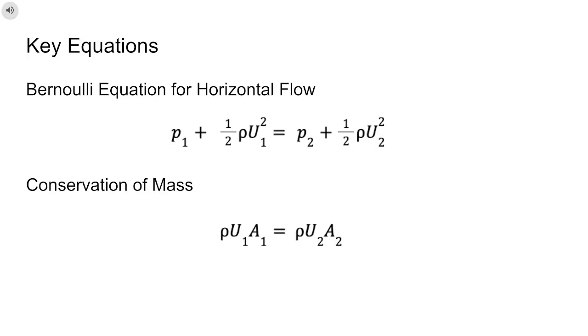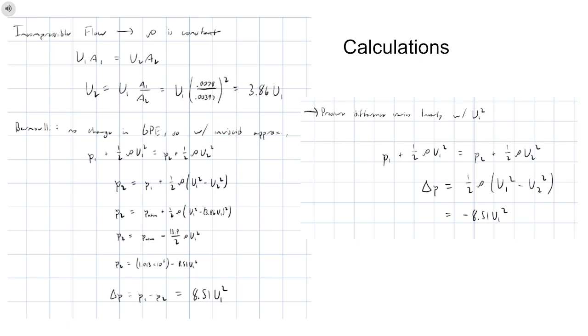The incompressible flow assumption allows us to cancel the densities on either side of the conservation of mass equation for quasi-1D flow, while the inviscid flow approximation allows us to simplify the Bernoulli equation, in which we also neglect changes in the gravitational potential energy due to the small scale of the system. Using the conservation of mass equation, we can find an expression for the velocity at the throat, which we then use in the Bernoulli equation to find the pressure drop as a function of the intake velocity.